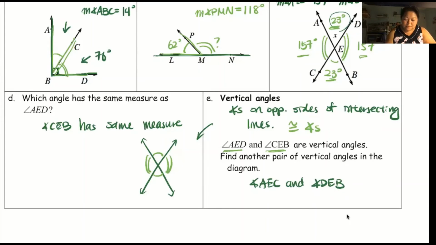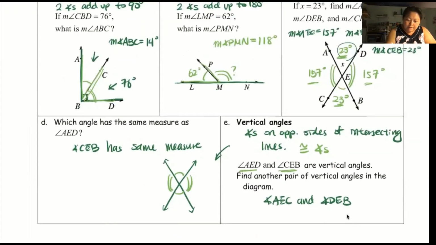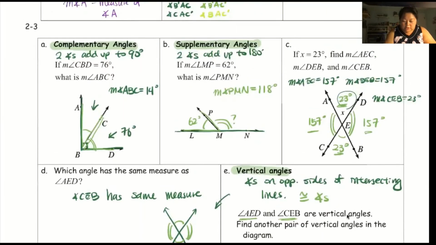All right, so now you have three vocabs that we promised we were going to define. We have complementary, supplementary, and vertical angles. Just a quick recap: complementary angles are two angles that add up to 90. They don't have to be next to each other. If one angle over here is 30 degrees and another angle all the way over here is 60 degrees, they add up to 90, they're complementary. Supplementary angles are two angles that add up to 180. Again, they could be next door or really far apart. As long as they add up to 180, they are supplementary.